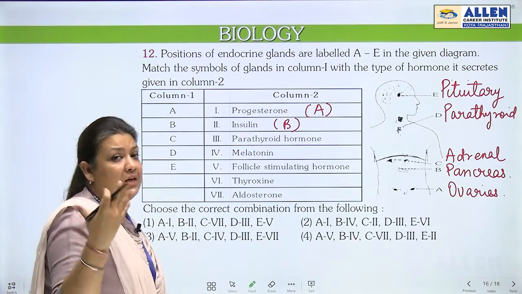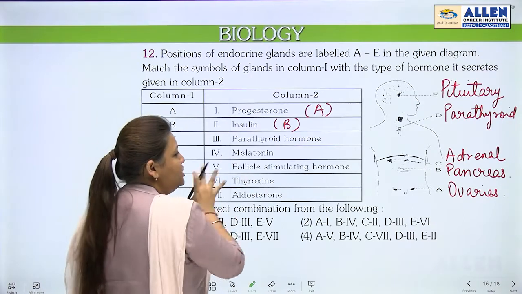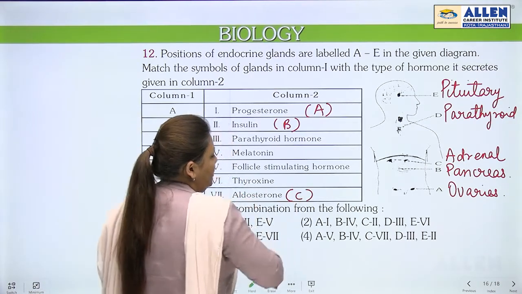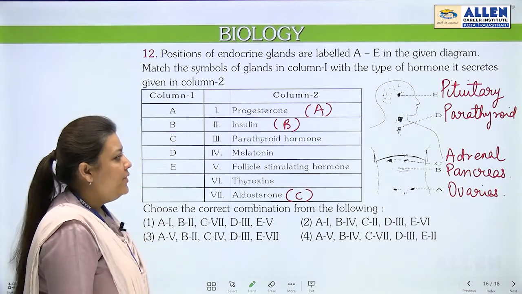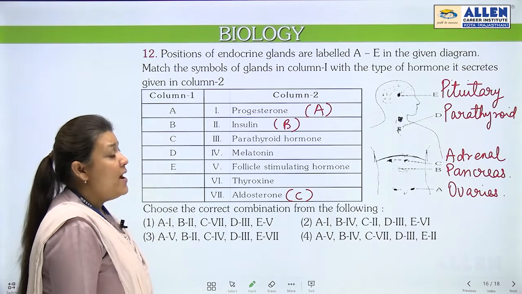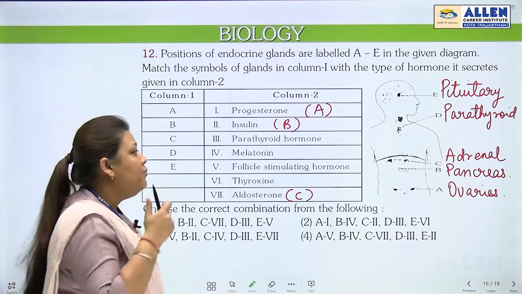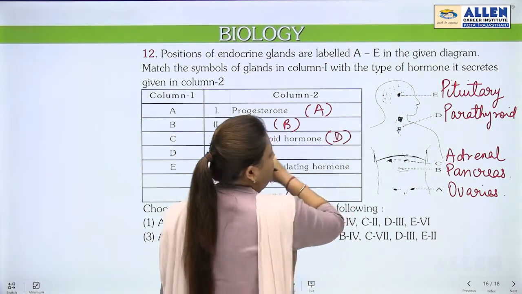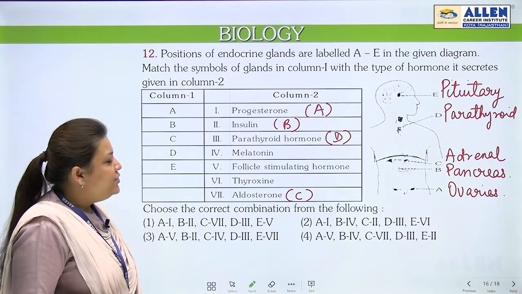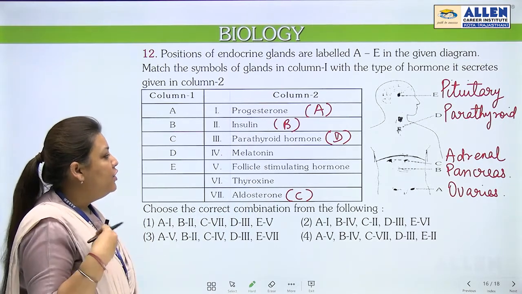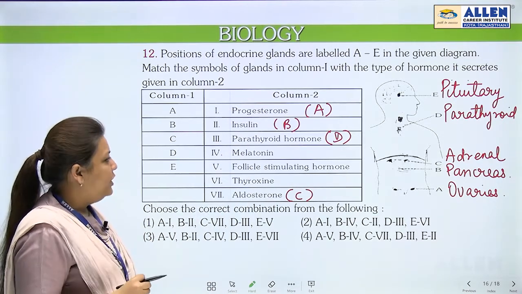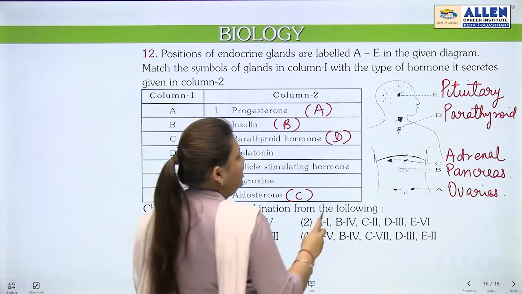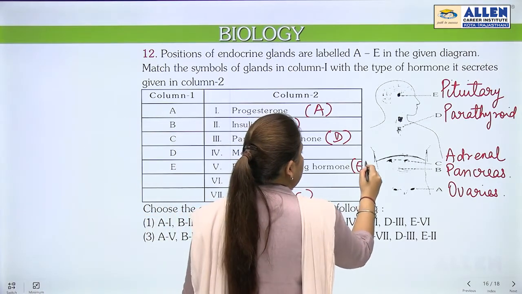Moving on to the next, that is adrenal. Now adrenal releases which hormone? That is aldosterone. So this will be C. Now moving on to the next, that is parathyroid. Parathyroid releases which hormone? Parathormone, the parathyroid hormone. So this will be D. And finally, pituitary is going to release what? That is follicle stimulating hormone. So let's write it down: pituitary is E here.